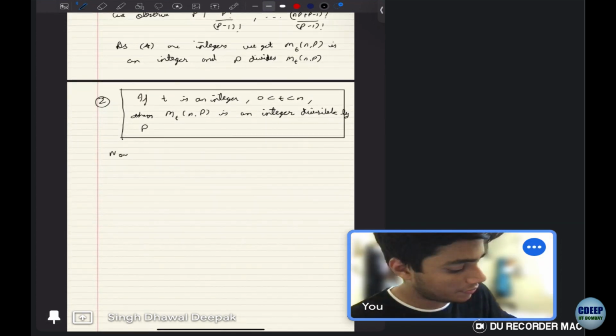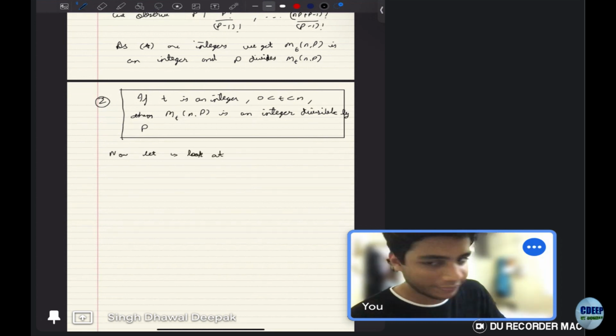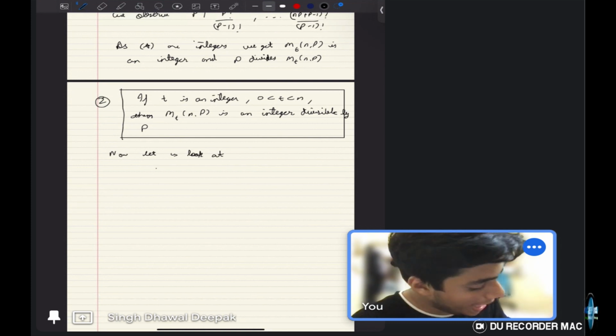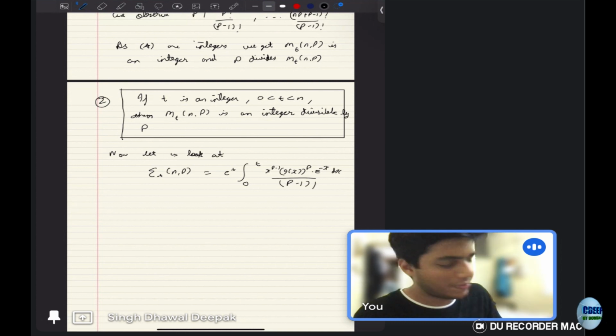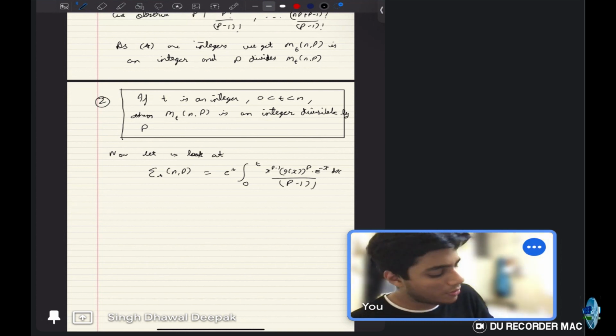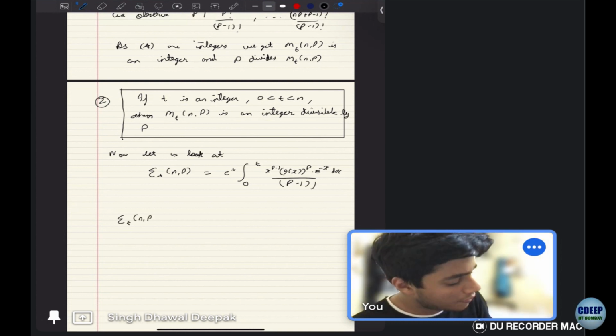Epsilon. Now let us look at epsilon_t(np), and which was what? The integral from 0 to t of x^(p-1) g(x)^p e^(-x) dx by (p-1)!. So we will look at just the mod of epsilon, which will be the mod of the entire integral.